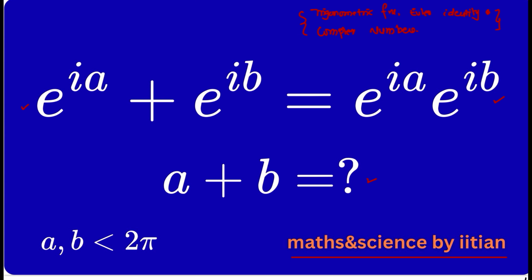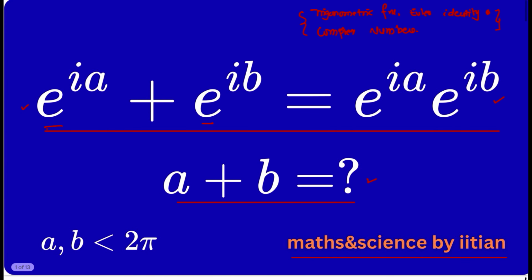If e to the power of ia plus e to the power of ib is equal to e to the power of ia into e to the power of ib, it's nothing but x plus y is equal to x into y, or p plus q is equal to p into q. If these values are integers, then it can be a Diophantine equation. And now, by solving the above equation, we have to find out the value of a plus b.